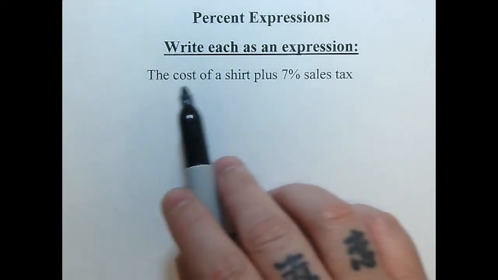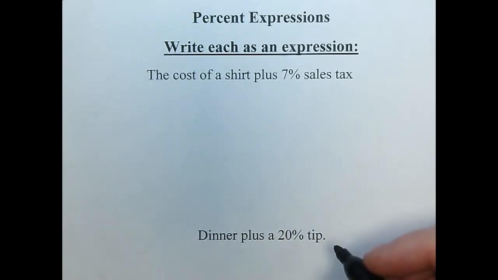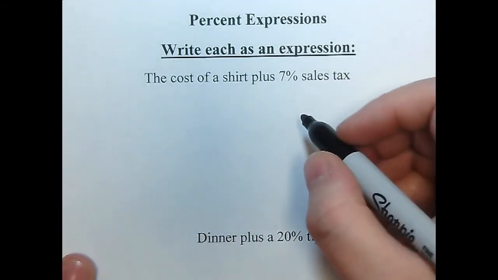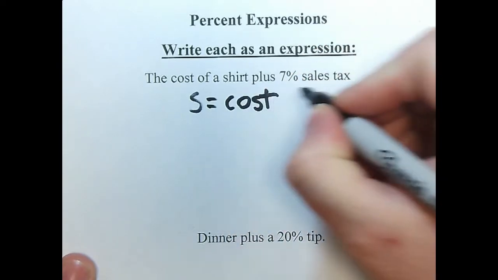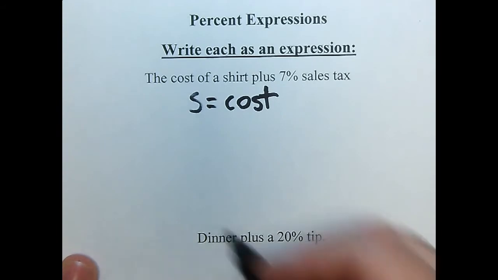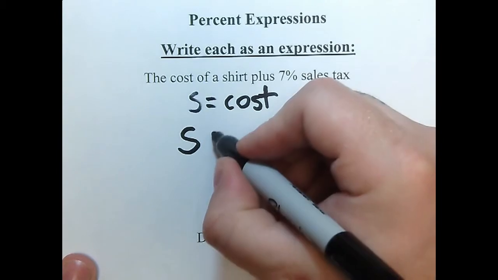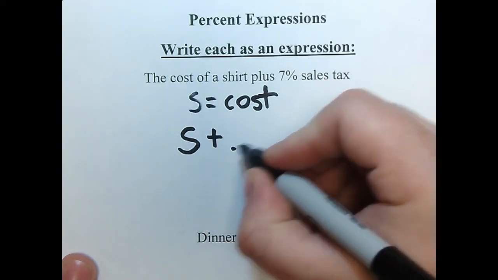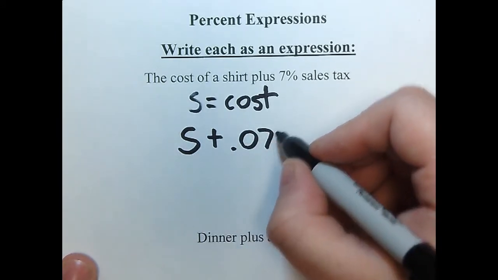So it says the cost of a shirt plus 7% sales tax. So there's 2 different ways to do this. We don't know the cost of the shirt, so we'll just say S equals cost. Okay, so now we defined a variable, we can move forward. So now we know if we take S, the cost of the shirt, and we're going to add, it says right here, plus 7%.